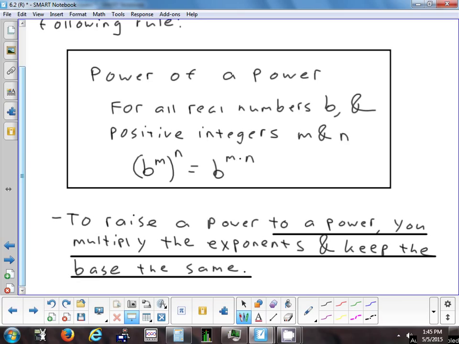Okay, so these rules by themselves, the one we did yesterday, this one, the next one, they're all easy when you do them separate. Once you start putting all these rules in the same problem, that's where people start to get confused. So if you don't understand the basic problems, ask one of us to explain it again. Okay, does everybody have that? Raise a power to a power, keep the base the same, multiply the exponents.